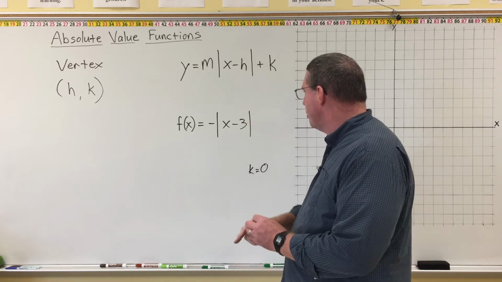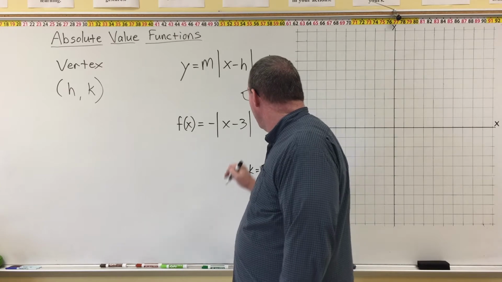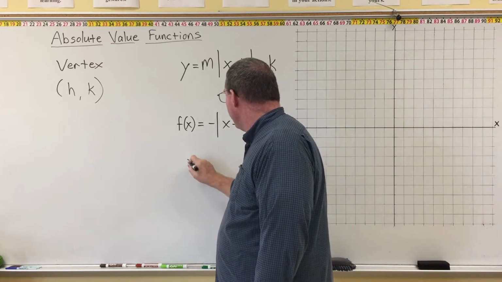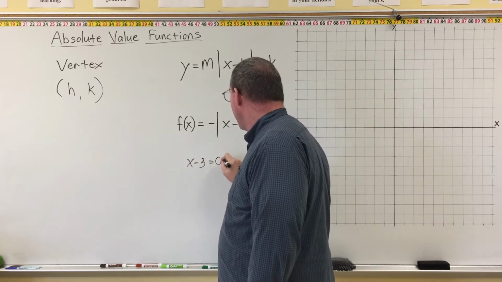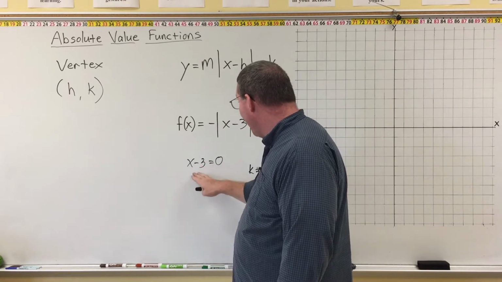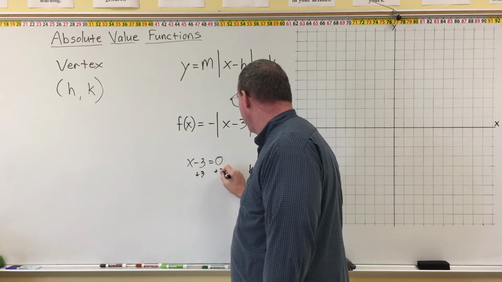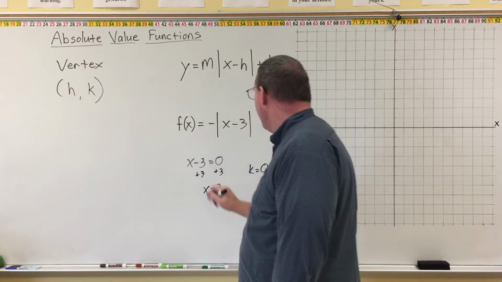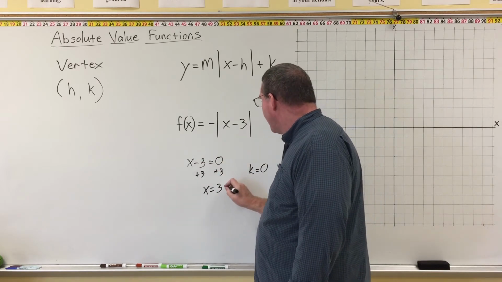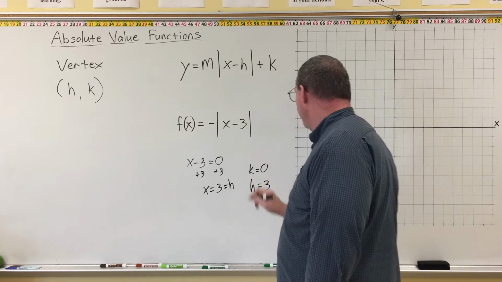Here's a great way, just so you know, to solve for h. What you can do is take your x minus 3, set it equal to 0, and then solve for x, and that'll tell you what your h is. So if we add 3 here and add 3 here, we get x is equal to 3. And when you do that, that gives you your h value. And so h is equal to 3.